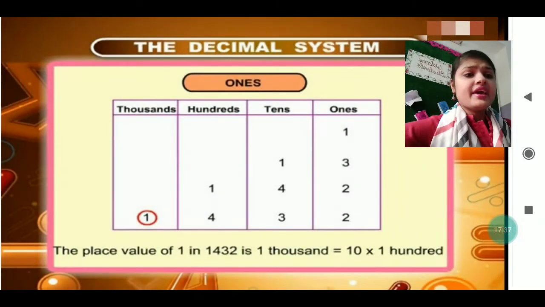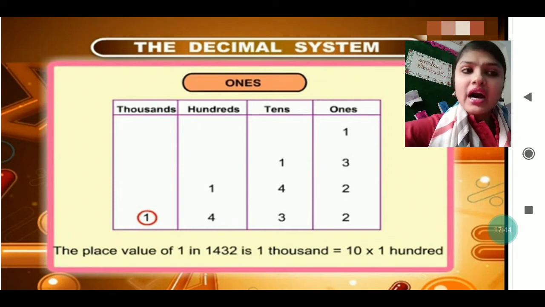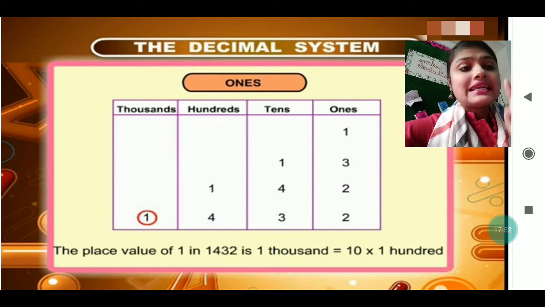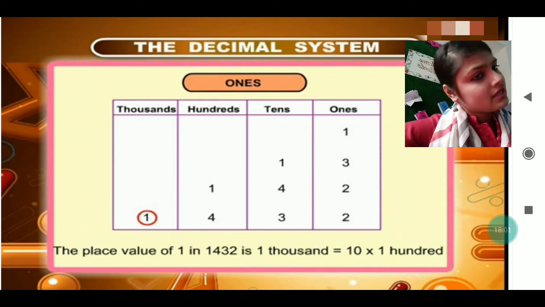In the same way, the place value of 1 which is present at the thousands place is 10 into 100. Okay, that means the place value of 1 in 1432 is 1000, which equals 10 into 100. It will become 1000. It means the place value of 1 here is 1000.